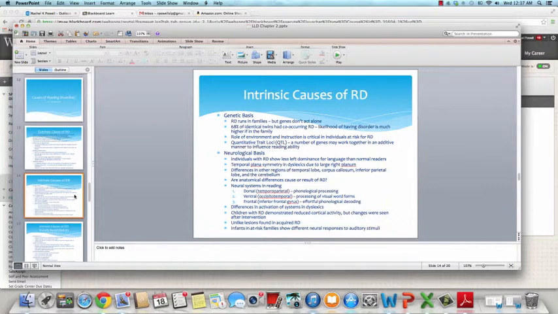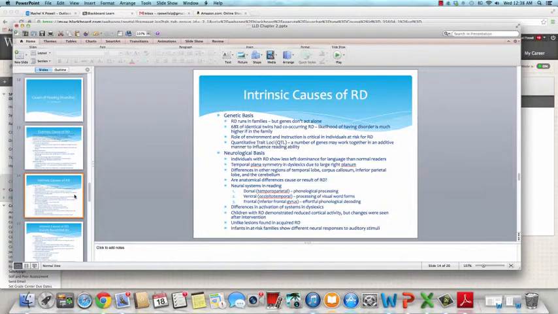Early on, Orton said that individuals with reading disabilities show less left dominance for language than normal readers, and the evidence does seem to support this, but is it a cause or an effect of the reading disability? There have been studies showing that in the brains of individuals with dyslexia, the temporal plana were symmetrical. Typically the temporal planum is smaller in the left hemisphere in typical readers, but in dyslexia they were symmetrical, mostly due to a large right planum. So it wasn't that the left planum was larger, the right was larger, causing the left to be symmetrical.